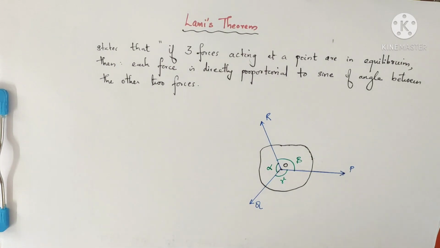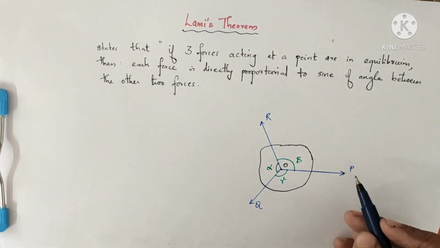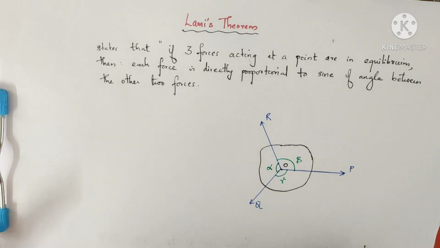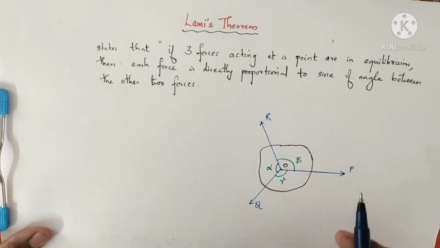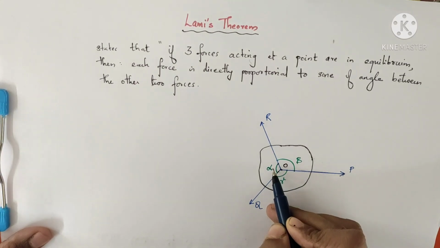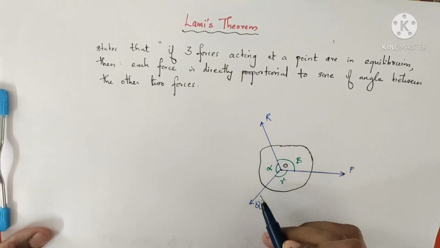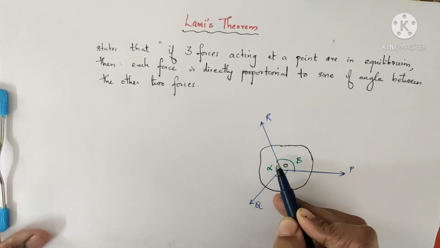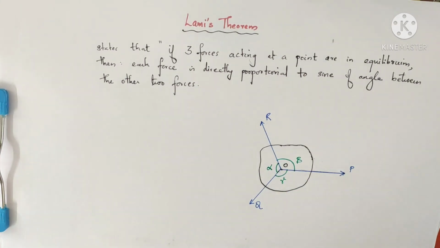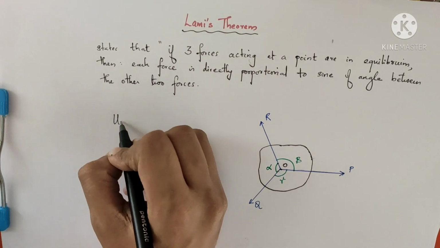Identify the angle opposite to P, or let's say corresponding to P. Which angle should we consider? Opposite to P and between the other two forces R and Q, the angle is alpha, right? So we can apply this theorem to write it in another form using Lamy's theorem.